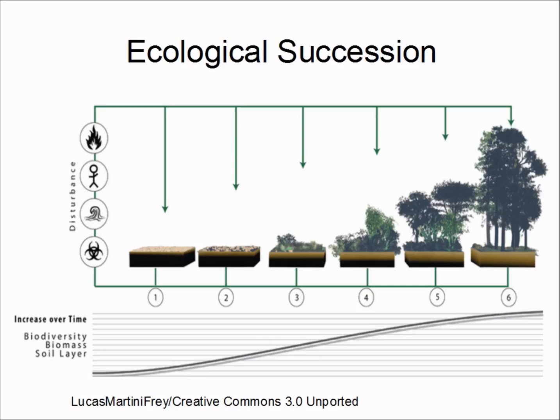Once there is a disturbance, the land will recover through a process called ecological succession. And there are two things to look at here. We're seeing the passage of time from left to right. And we're looking at the community up at the top in these pictures and the biodiversity and biomass in the soil underneath. And here's what's happening.